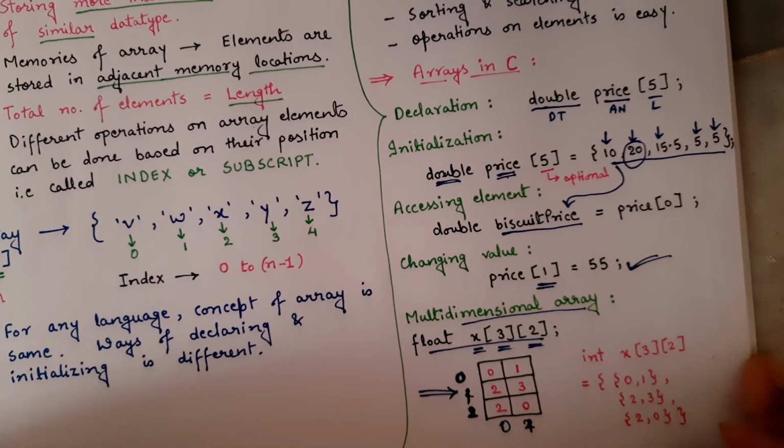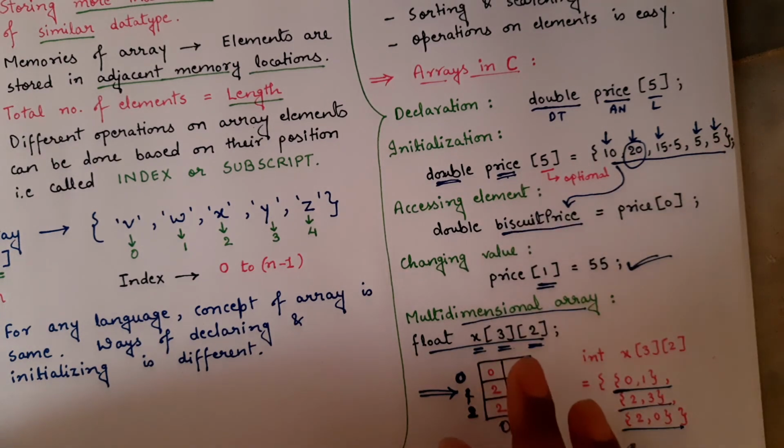Now when you want to give values to it, you can initialize them like this. Int x of 3 and 2 is equal to, these are the 3 rows that you are defining, and every row will have 2 values. So in curly brackets, 2 values, comma, 2 values, comma, 2 values, and end. So it will initialize your values like this: 0, 1, 2, 3, 2, 0. Fine. Similarly, this is a 2D array, you can use 3D array, 4D array as per your requirement. But mostly we use a normal array or a 2D array. These are most commonly used in our applications.